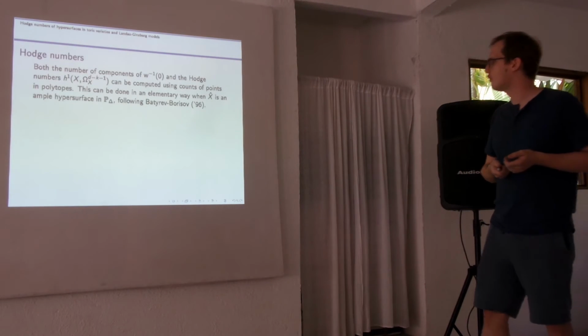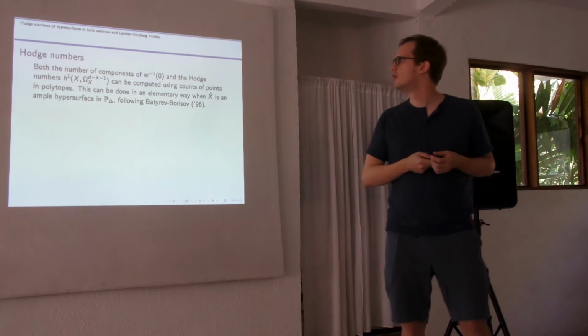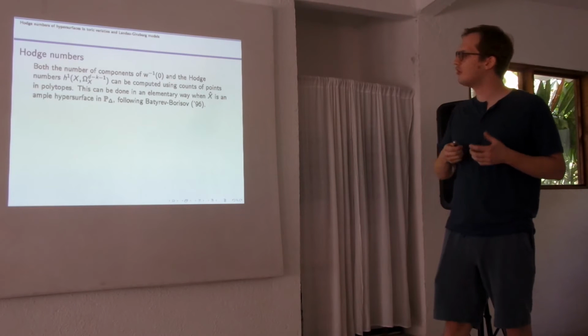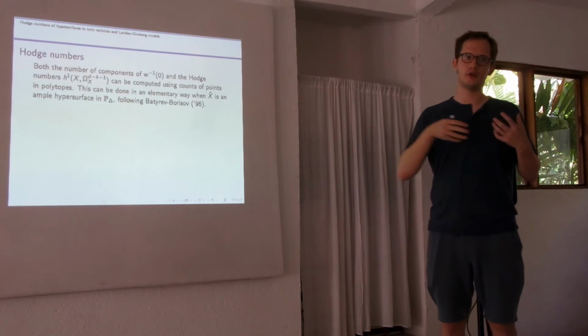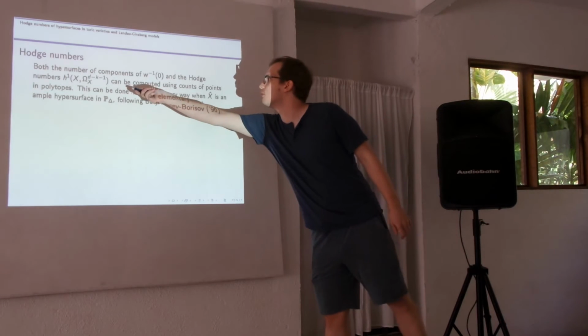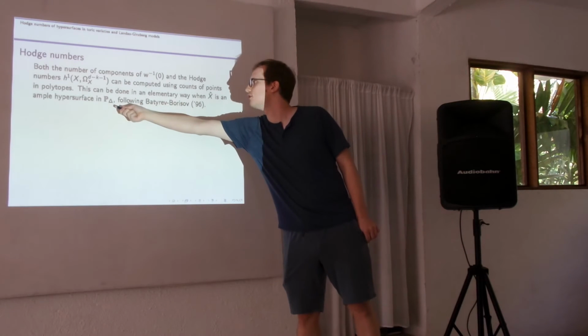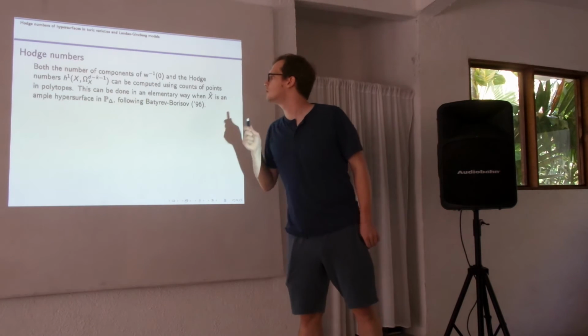Right, so Batyrev-Borisov, I don't know if 96 is the right number here, I think it's 94 or 95. But Batyrev and Borisov give a construction which you can alter, which tells you exactly how to compute this Hodge number of a complete intersection when it's a complete intersection of ample hypersurfaces in P delta. So this is then the resolution.